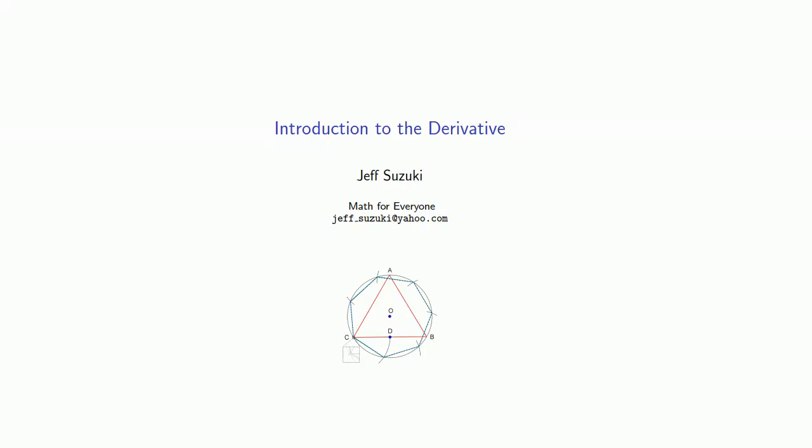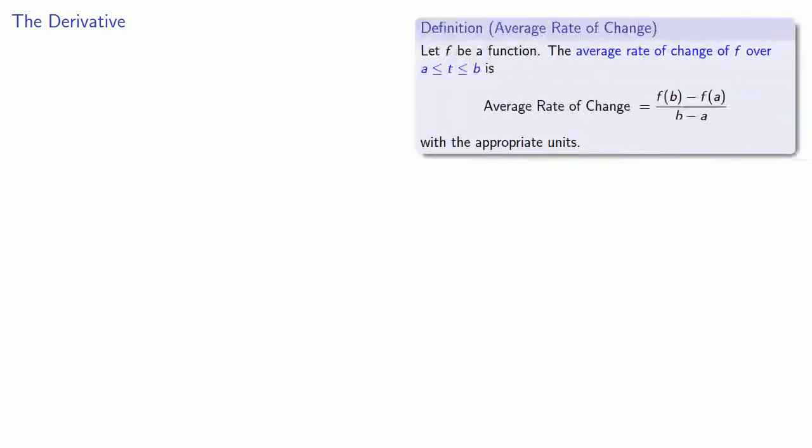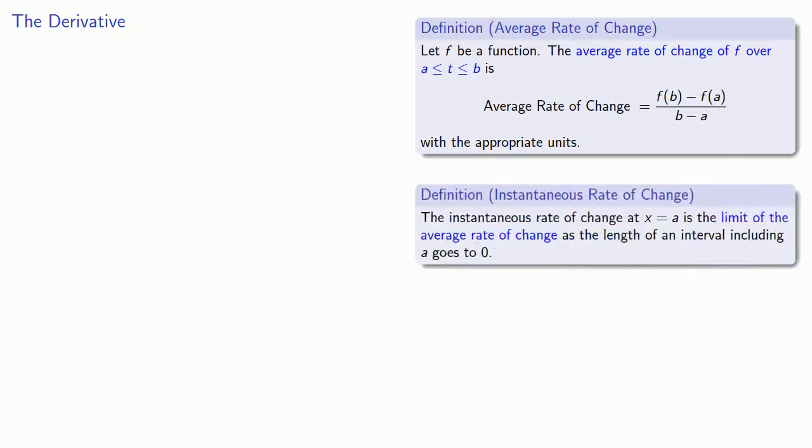So let's introduce the derivative. Hello, derivative! Our path to the derivative starts with this notion of the average rate of change, after which we define the instantaneous rate of change as the limit of this average rate of change.